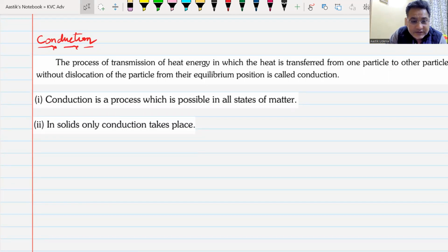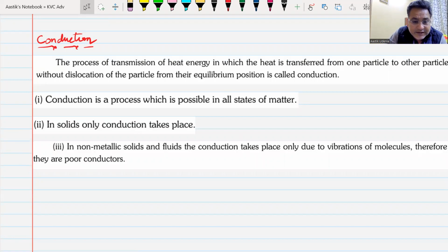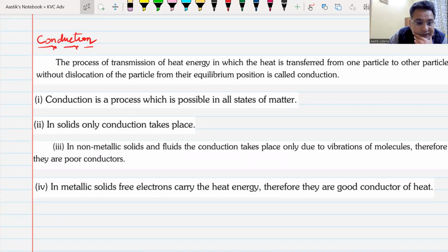So basically conduction is the mode of heat transfer in solids and particularly metals. In non-metals, the particles are placed away from each other, and therefore in non-metals conduction is not a prominent mode of heat transfer. In solid metals, particles are very close to each other, and therefore conduction takes place easily, and that is the mode of heat transfer. Do we understand this? Yes. This is the mode of heat transfer in solids. I'll give you a minute to note it down.